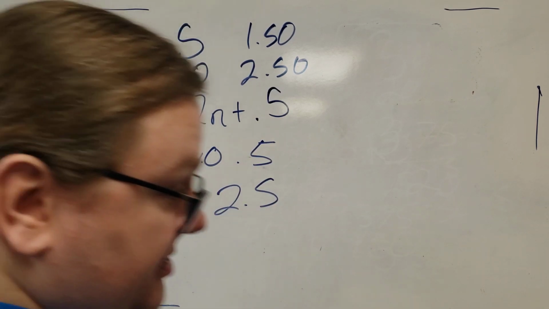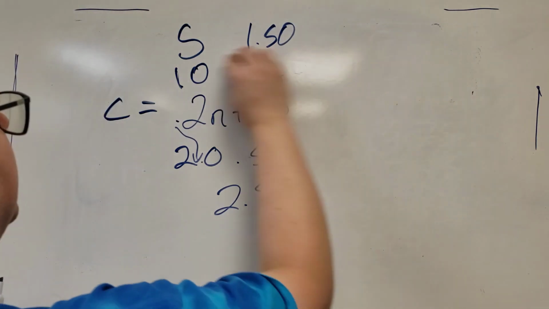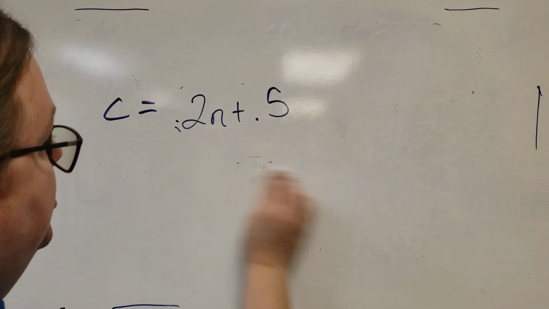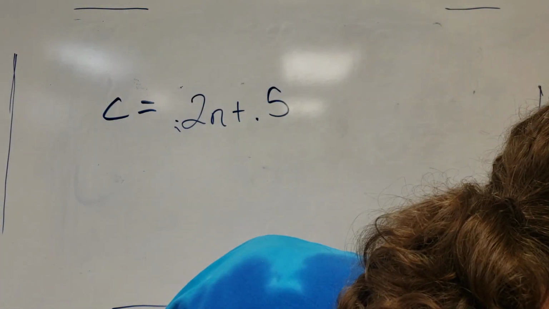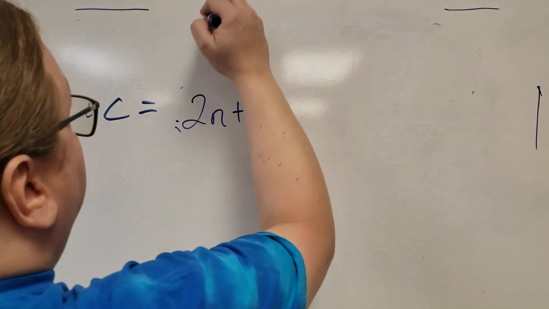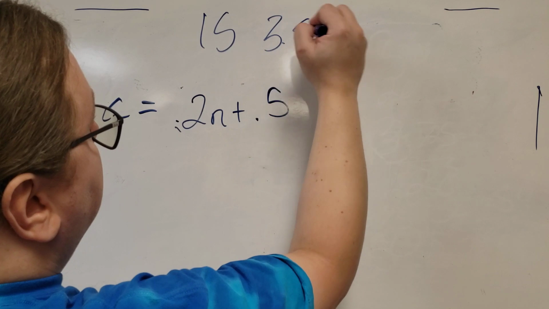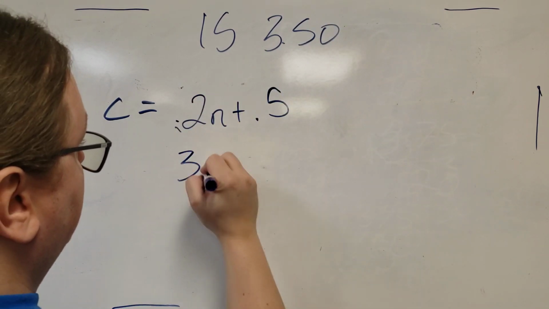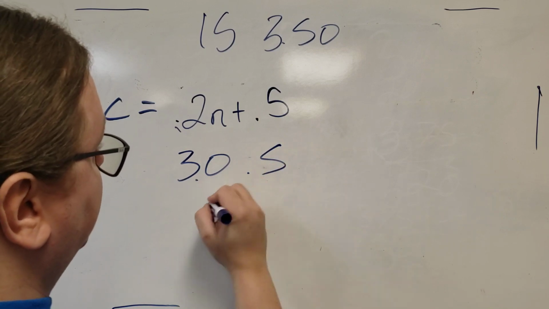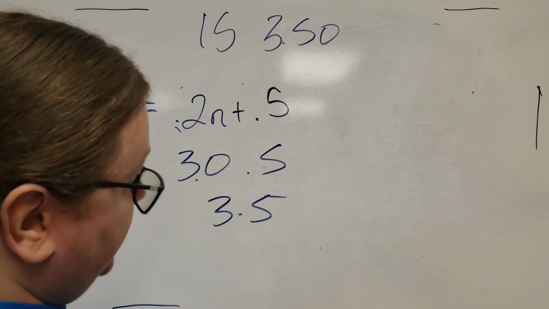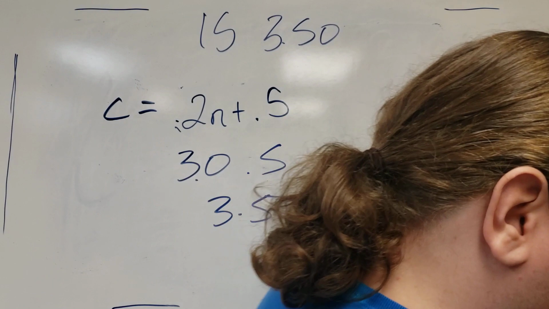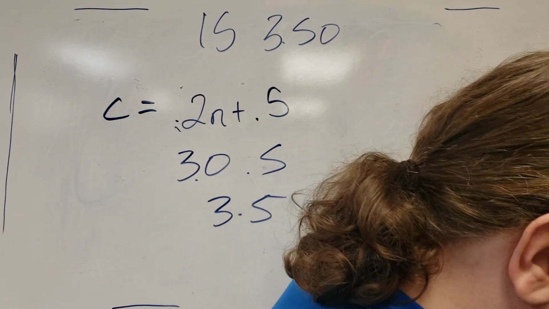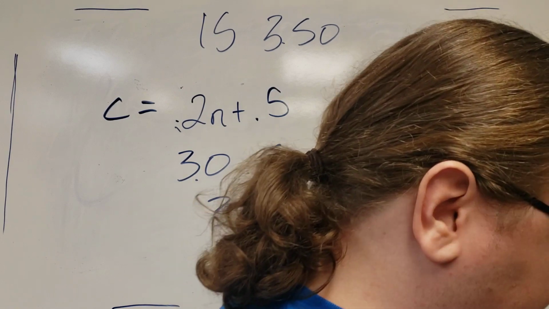That's 2 data points. I feel pretty confident, but let me just make super sure. 15, 350. 15 times 2 is 30, plus 0.5 is 3.5. Well, it was the very first one, so they knew we were going to plug and chug, and they helped us out. Number 14 is F.